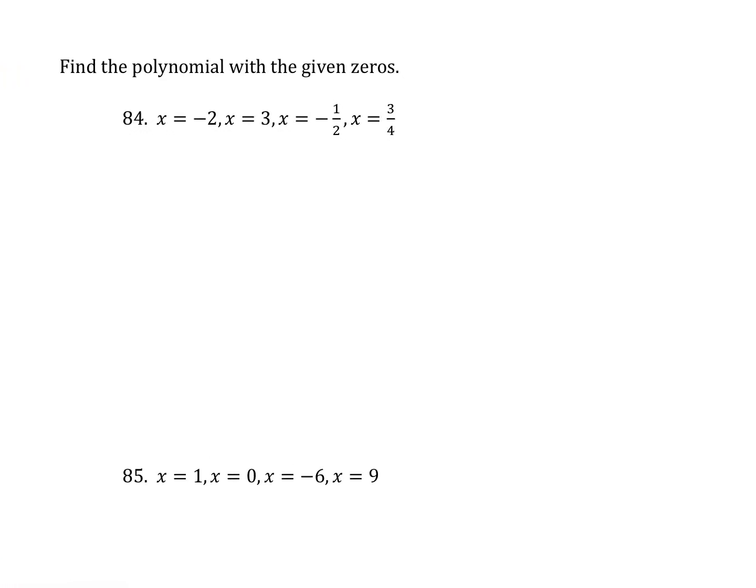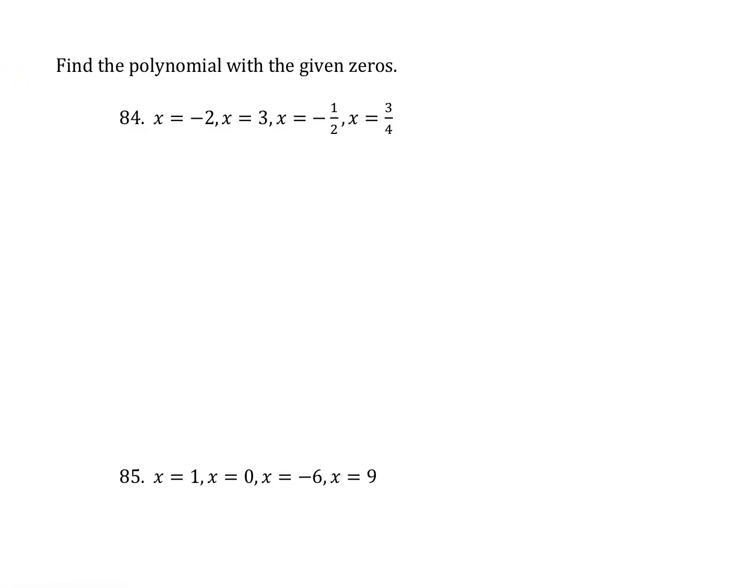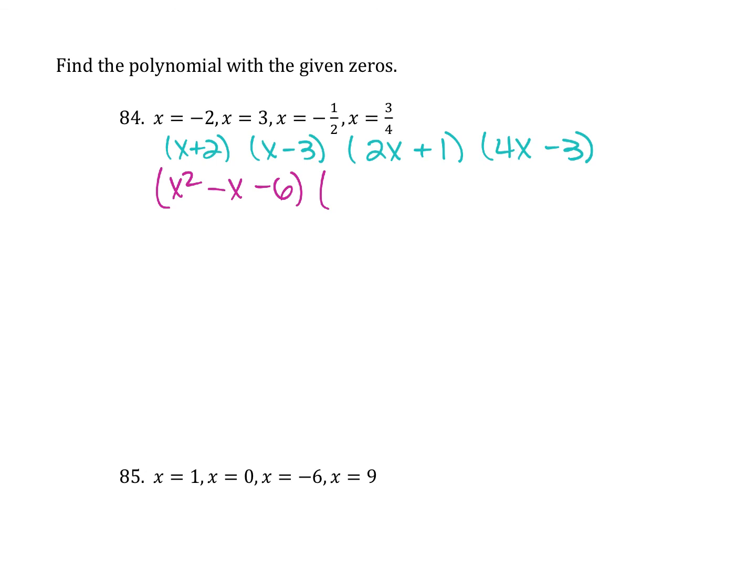With 84 and 85, you're finding the polynomial with the given zeros. Remember with these, turn them into binomials and then FOIL them. So this is going to give you, for 84, x plus 2, x minus 3, 2x plus 1, and 4x minus 3. Then FOIL it all out. You're going to have x squared minus x minus 6 times 8x squared. The 2x times negative 3 is negative 6x plus 4x is negative 2x minus 3. And then just distribute everything out.